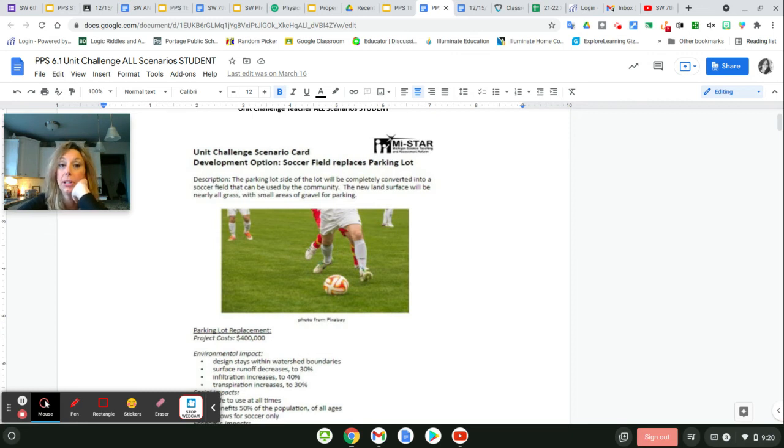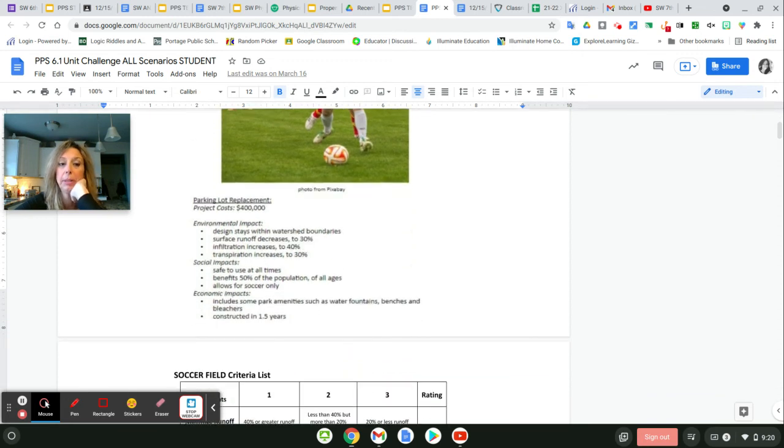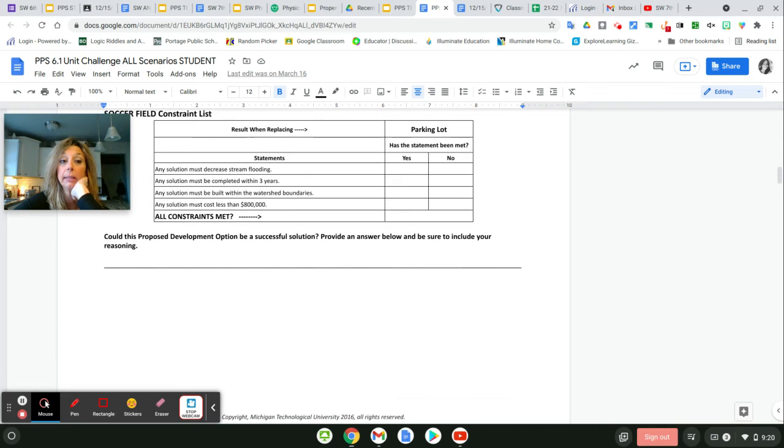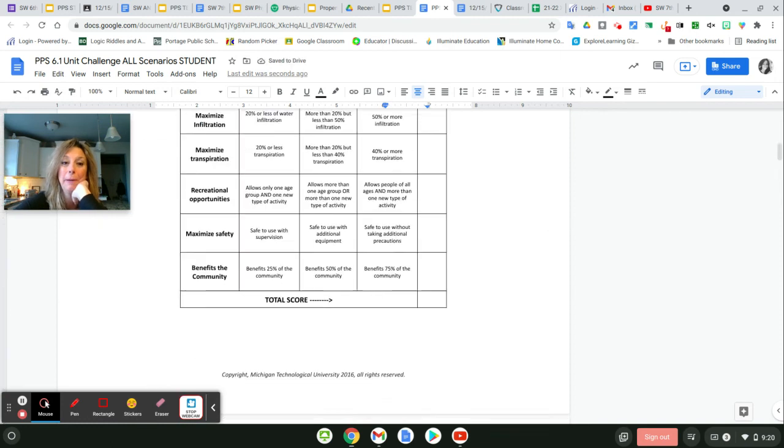with small areas of gravel for parking. The parking lot replacement would cost $400,000. Okay, well, right away, we could probably answer one of the things on the constraints because cost of the project was one of the constraints. So this project is $400,000 and they had said it needs to be less than 800. So we could actually put an X there. Yeah, it meets that constraint, okay?